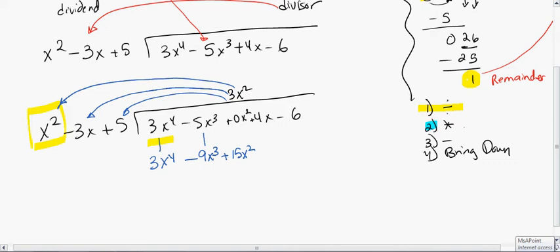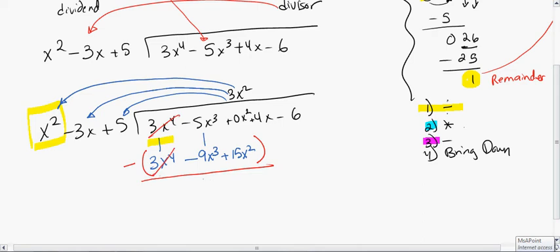Next step is to subtract. I'm going to subtract this whole line here. So 3x to the 4th, take away 3x to the 4th, that's just 0x to the 4th. I can just cross those off. They're gone.